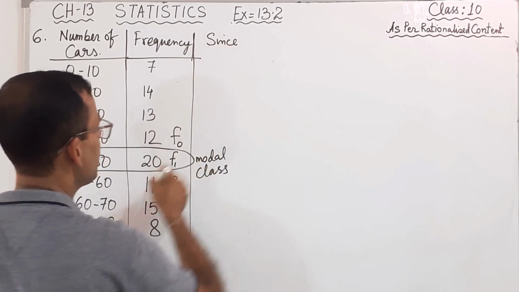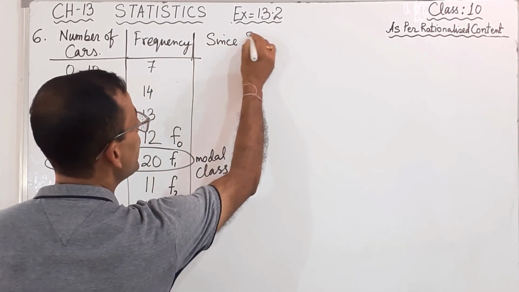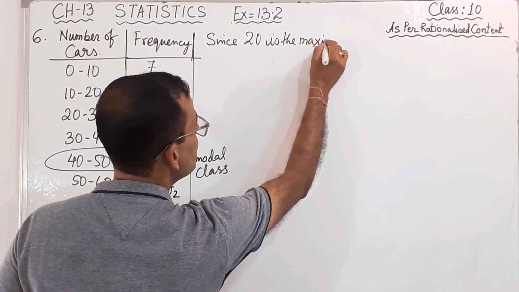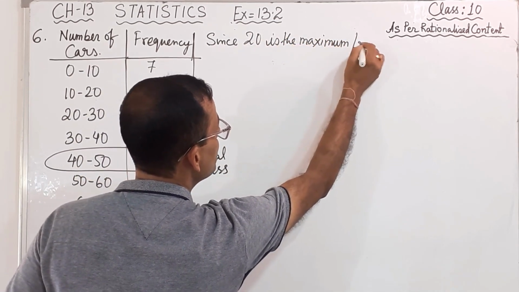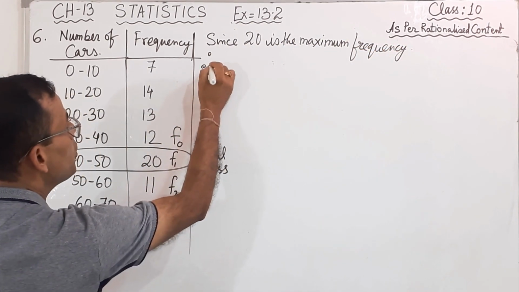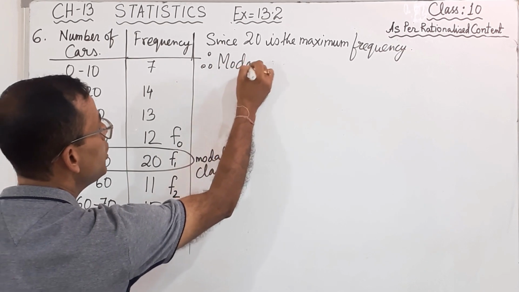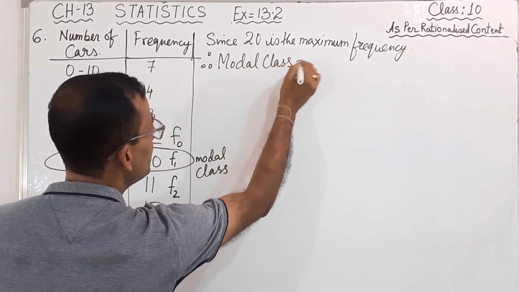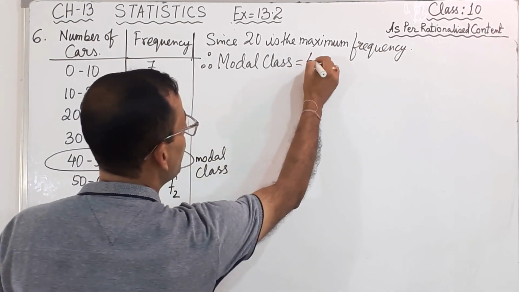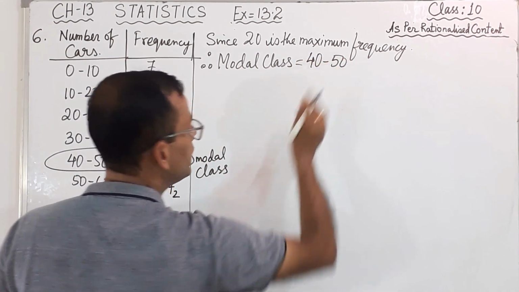Since which one is the highest frequency? 20 is the maximum frequency. Therefore, modal class is equal to 40 to 50. So 40 dash 50.